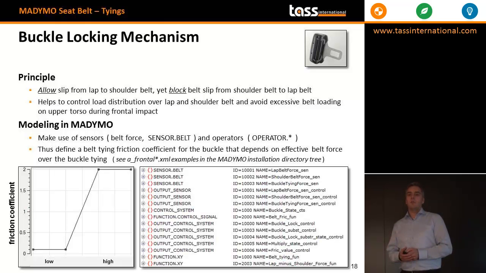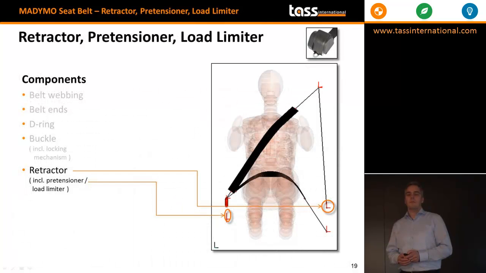In MADYMO, a buckle locking mechanism can be modeled with the use of sensors and operators. Basically, you have your buckle as a belt tying, but your friction will be controlled with sensors looking at the direction of slip through the buckle, as well as the differences in forces over the buckle on the different segments. More details on this can be found in our frontal impact examples that are delivered in the MADYMO installation directories.